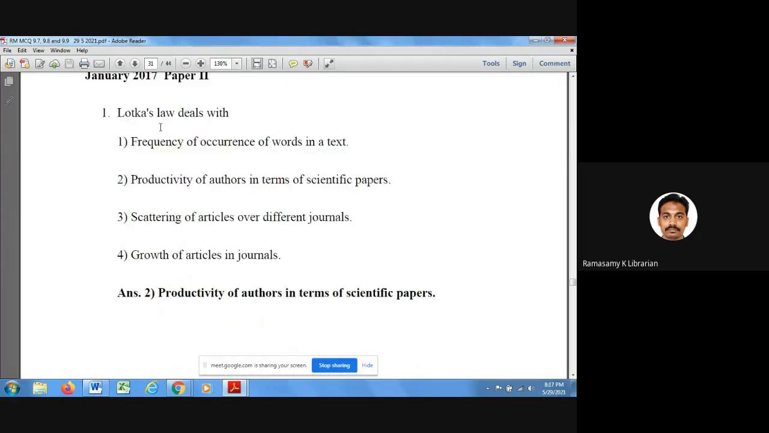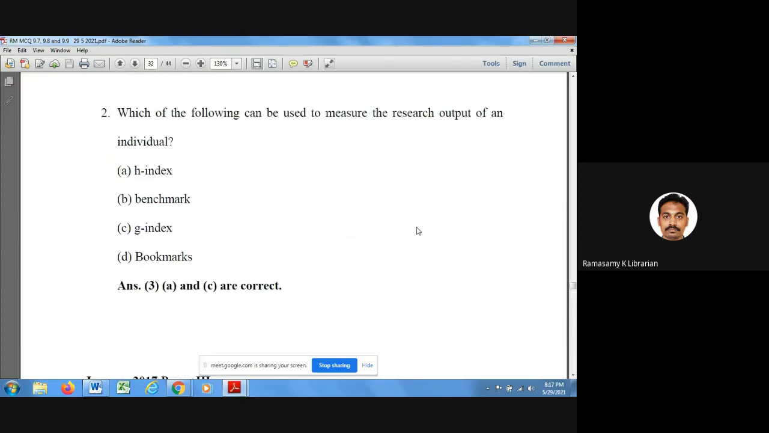Then Lotka's law deals with productivity of authors in terms of scientific papers. This is one of the most repeatedly asked questions. Which of the following can be used to measure the research output of an individual? When you want to measure the research output of an individual, you can go for the H index, you can go for the G index. I think we discussed both indices yesterday or the day before yesterday in class.